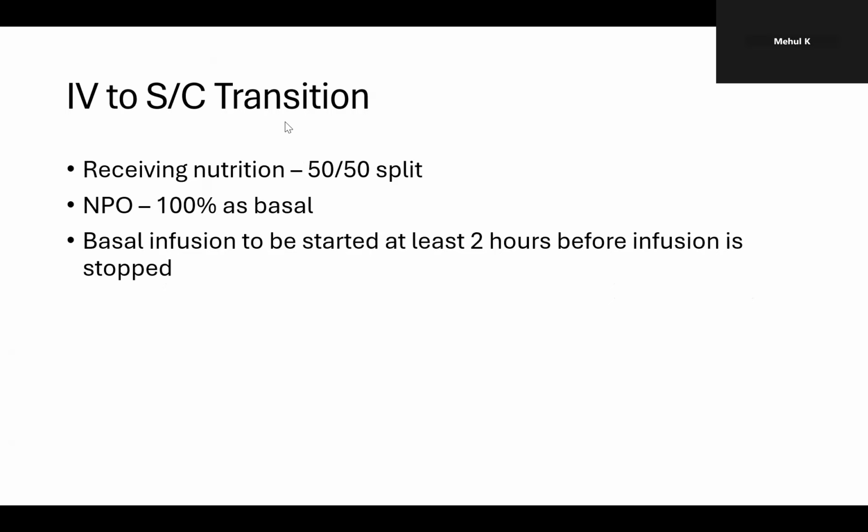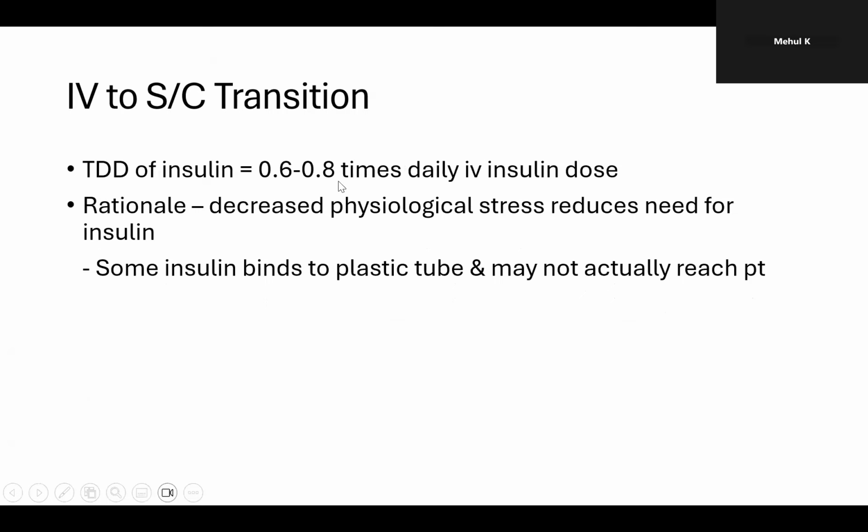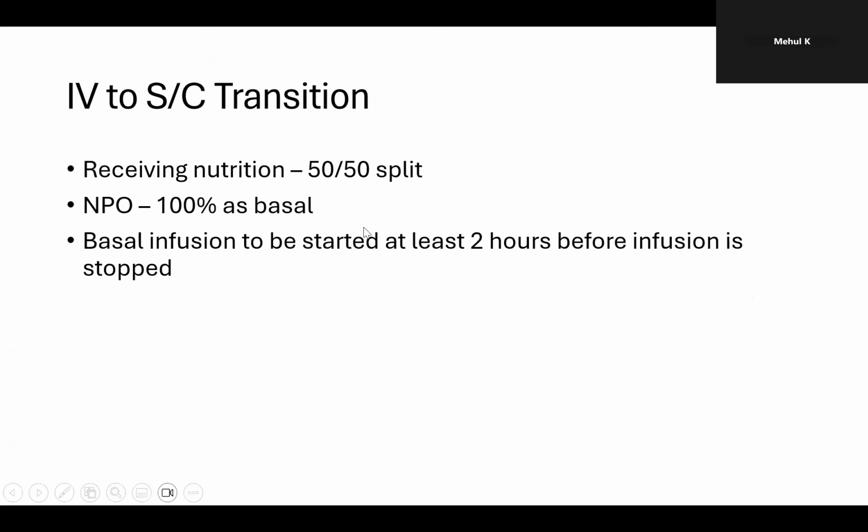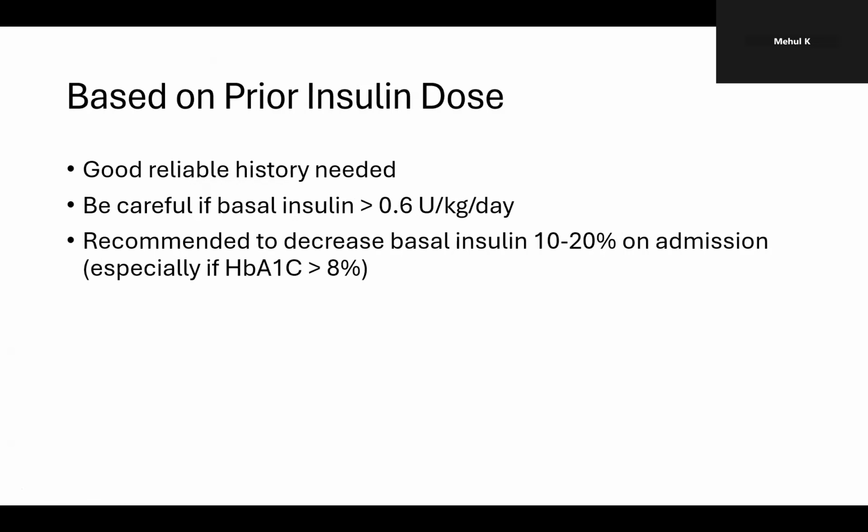So again, the split is similar. Once you calculate that TDD, you again have the 50-50 split. If the patient is NPO, you're giving the entire thing as basal. So no bolus if the patient is not having any food intake. And the basal insulin has to be started at least 1 or 2 hours before the insulin infusion is stopped, because IV insulin is very, very short acting, and the patient is going to have a rebound increase in sugar if you stop it too early.